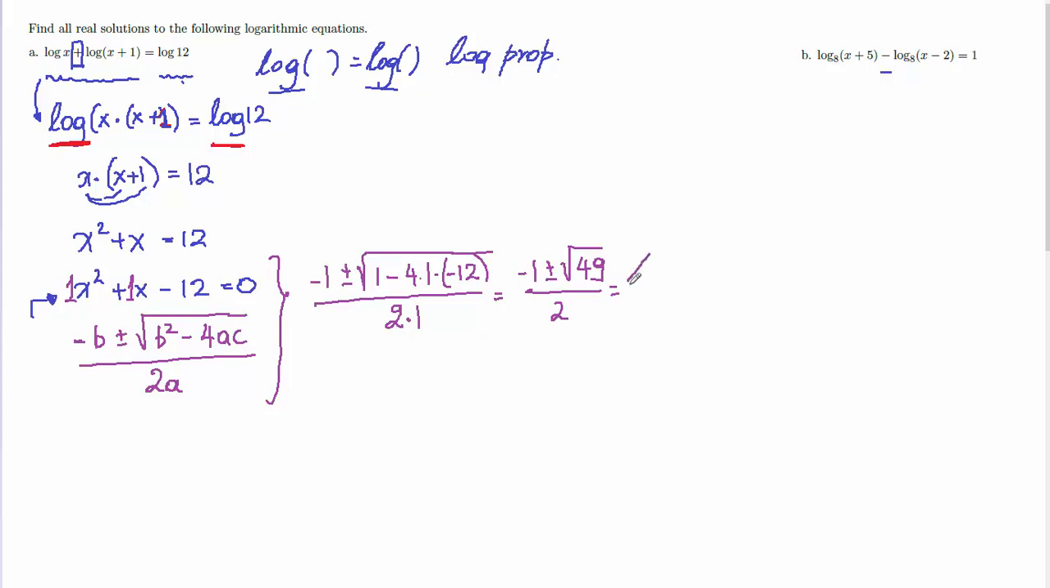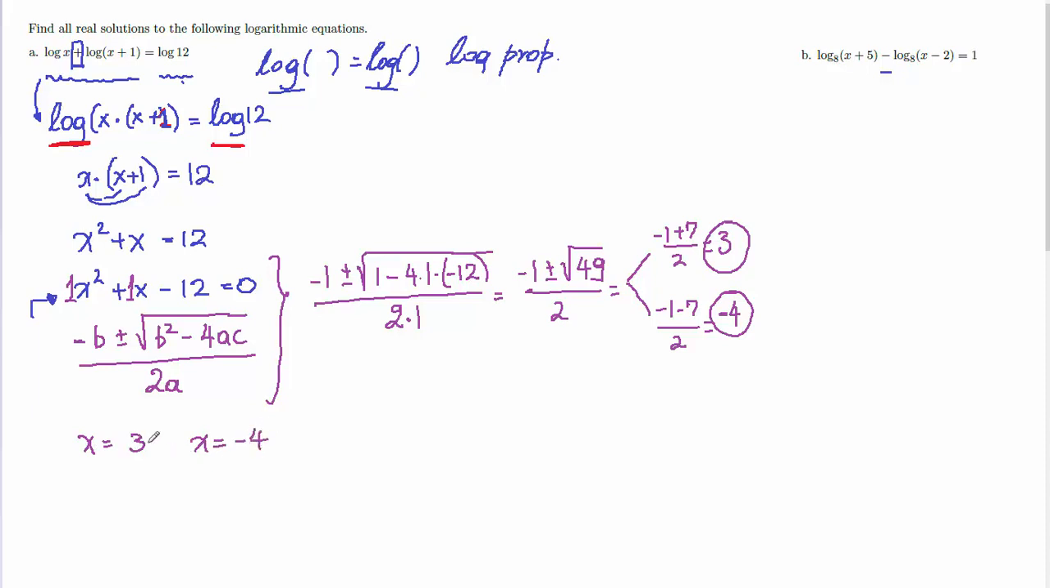So this gives me two solutions. The one is negative 1 plus 7 divided by 2, and the other is negative 1 minus 7 divided by 2. If I simplify, I have 6 over 2 is 3, and negative 1 minus 7 is equal to negative 8, so negative 8 divided by 2 is negative 4. Two possible solutions, and I say possible because I'm not 100% sure yet that these are solutions. What do I need to do with x equals 3 and x equals negative 4?